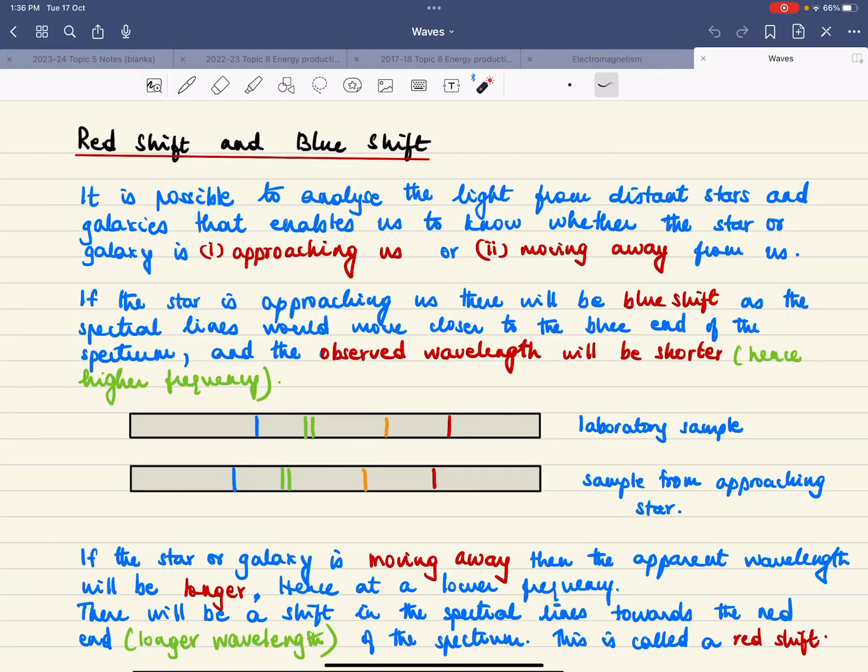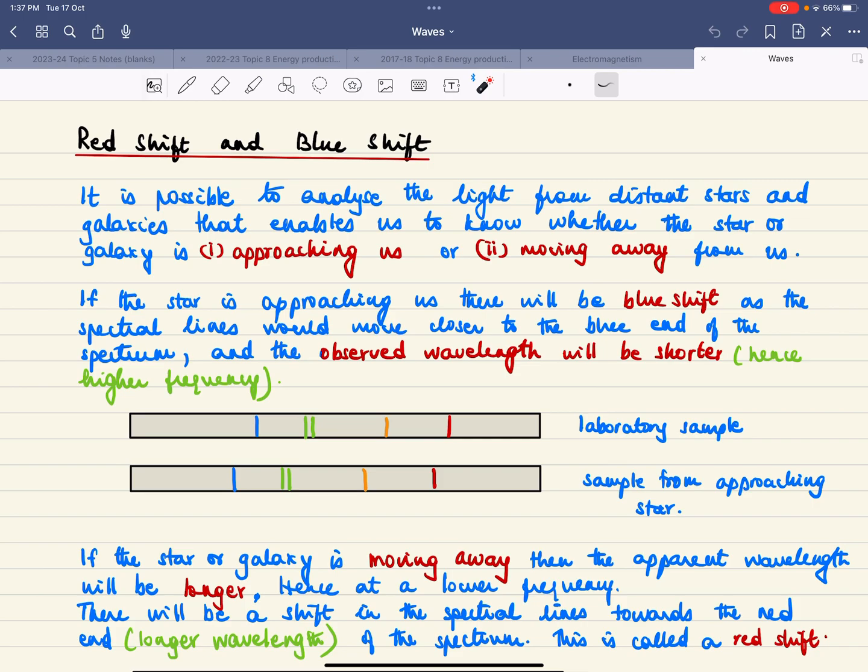Last lesson on waves, and this is an optional lesson. It's about redshift and blue shift, and this is very interesting because it will tell us whether the light that we get from distant stars or galaxies enables us to know whether the star or galaxy is approaching us or moving away from us.